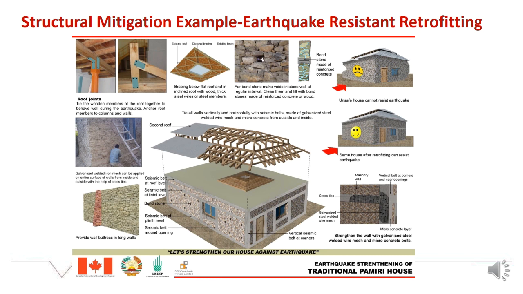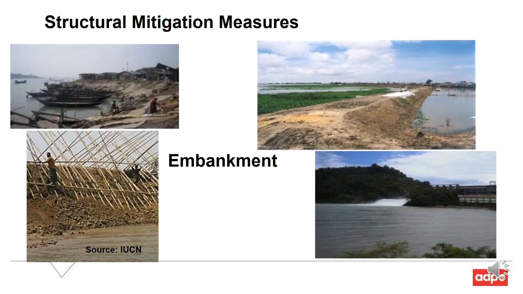One of the structural mitigation examples that I was involved in earlier was a project in Central Asia: earthquake strengthening of traditional Pamiri houses, conducted by the Aga Khan Development Network with Canadian funding. Also, there are structural mitigation measures through embankments and dikes and others.